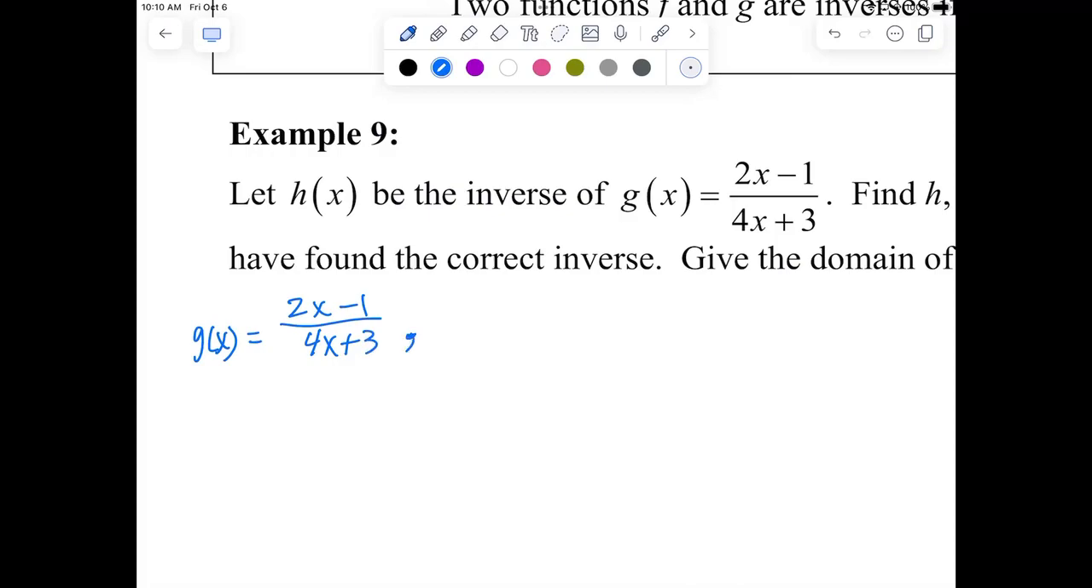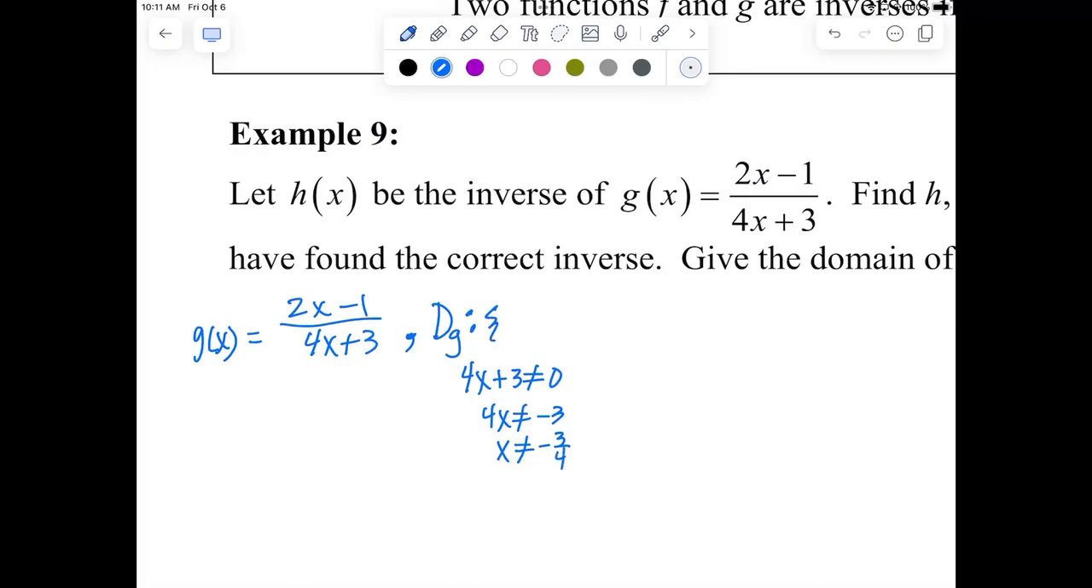Let's go ahead and find the domain of g while we're right here. Can you just look at it and tell me what value is not in the domain? There's only one value that causes 0. Negative 3/4. You would do it like this. You would say 4x plus 3 cannot equal 0. So 4x cannot equal negative 3. So x cannot equal negative 3/4.